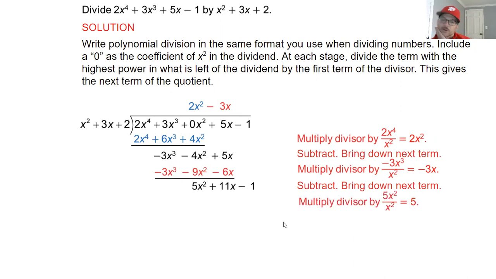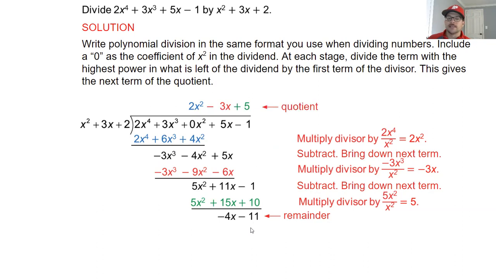And then for the final term, you're going to think of something times x squared to get 5x squared, which is 5. Multiply everything down there. Subtract. And then you're left with a remainder because there are no extra terms over here on the end that can be brought down. So when you divide these two polynomials, you get 2x squared minus 3x plus 5 with a remainder of negative 4x minus 11.